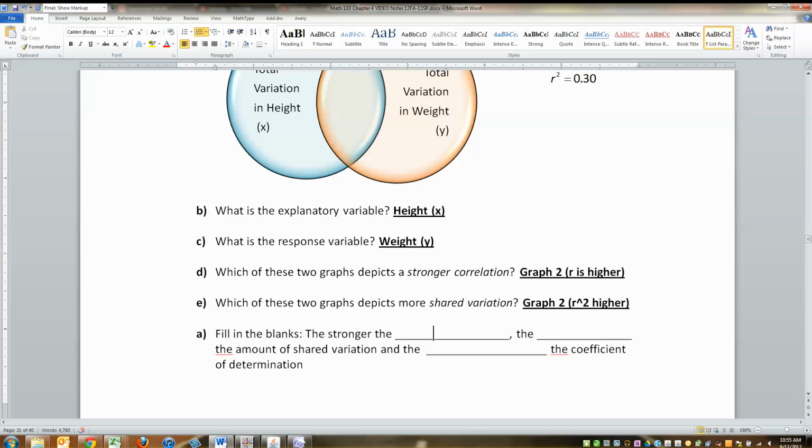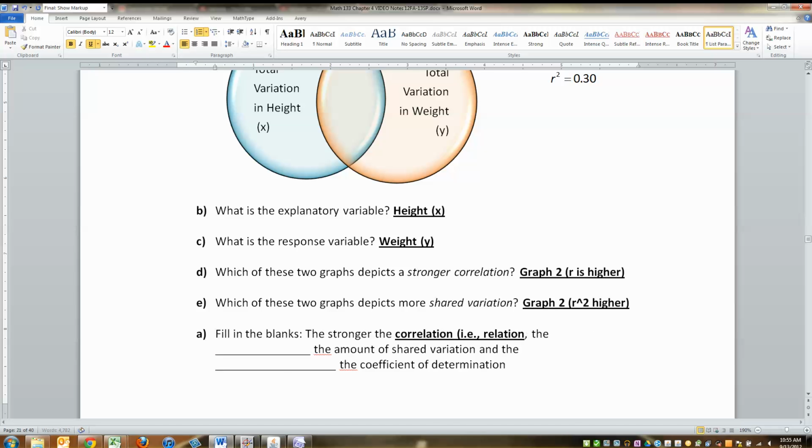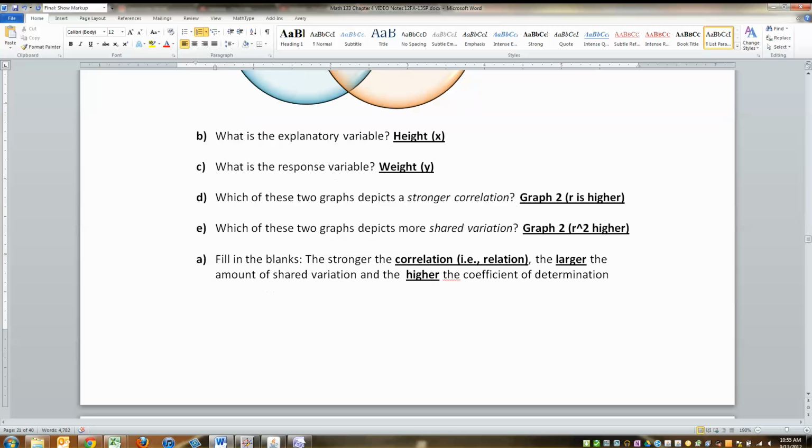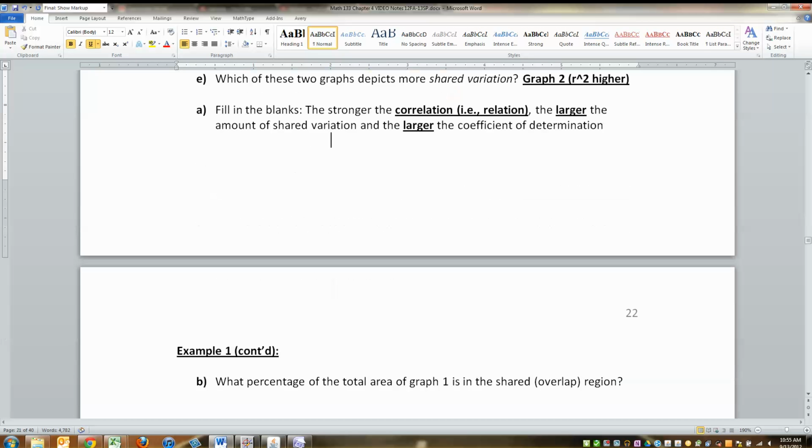So the stronger the correlation, i.e. relation, the larger the amount of shared variation, and that's the overlap in between them. And that means the larger the coefficient of determination.